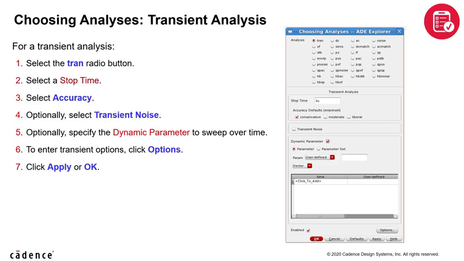You can choose to evaluate transient noise for your run by checking this button. You can also enable a dynamic parameter sweep. Once again, you click on this Options button to bring up the transient options form for additional options. So you can explore all these buttons in the lab when you're performing the lab. And finally, click on OK to accept the setup and enable your analysis.